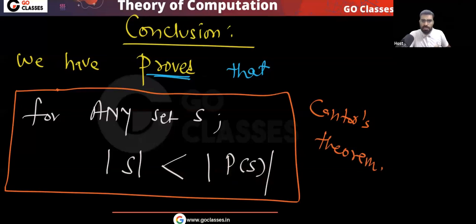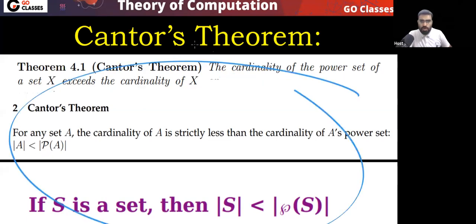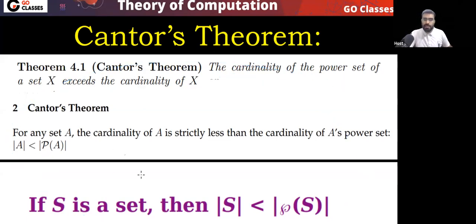Okay, that's it. I hope you found this very interesting. So this is Cantor's theorem. If S is a set, then the cardinality of S is strictly less than the cardinality of PS. For any set A, the cardinality of A is strictly less than the cardinality of A's power set. The cardinality of the power set of X exceeds the cardinality of X. So this is Cantor's theorem. I hope you understood. These are the statements. Did you understand? Please tell me. This is a very important theorem.